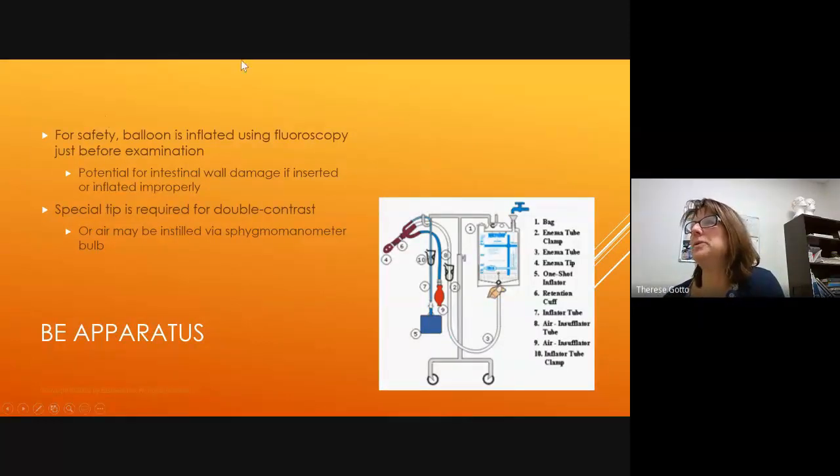For safety, the balloon is inflated using fluoro just before the exam. Since techs never use fluoro on a live patient, the radiologist would be doing this. A special tip is required for double contrast. We just looked at that. This is just an apparatus that you can label if you want. Here's our little bulb that we would put on our air portion for the doctor, and this is our inflation device for the balloon tip.